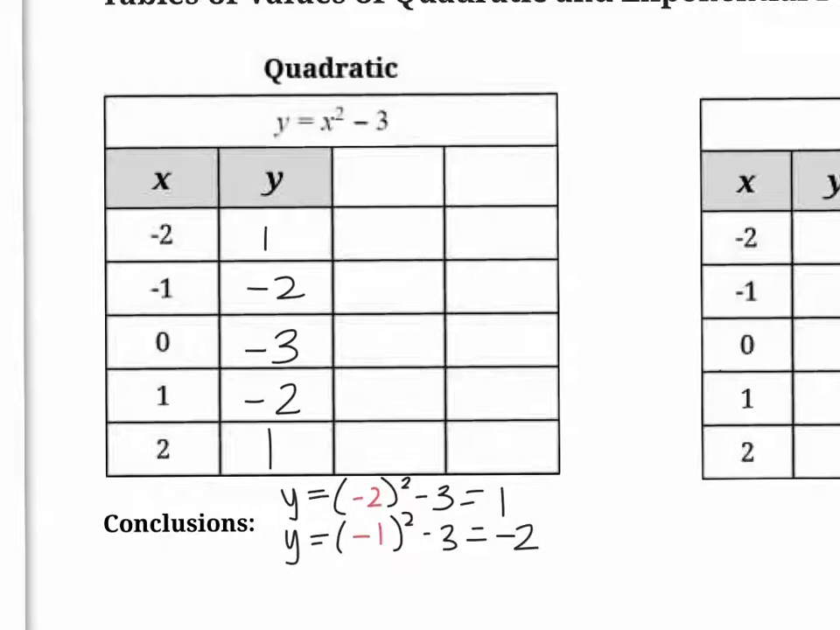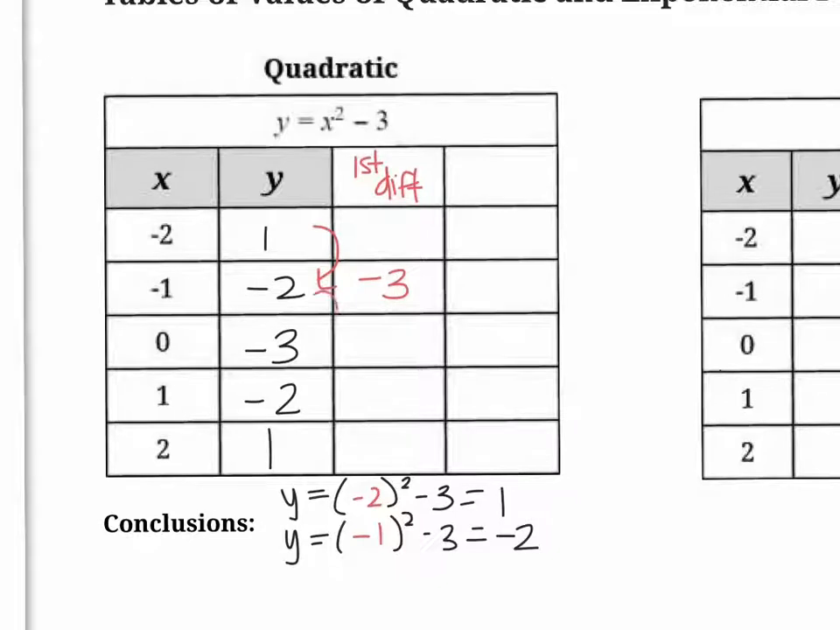For a quadratic, it's going to be a little different. So we're going to find the first differences first. So that means we're going to subtract y one time. So how do I get from 1 to -2? We're going to take away 3, subtract 3. Another way to do it is do -2 minus 1, you get -3.